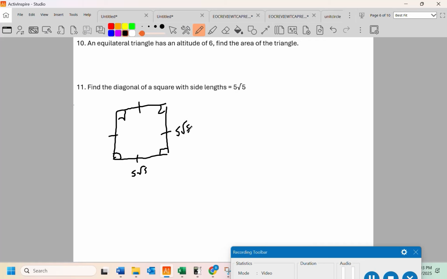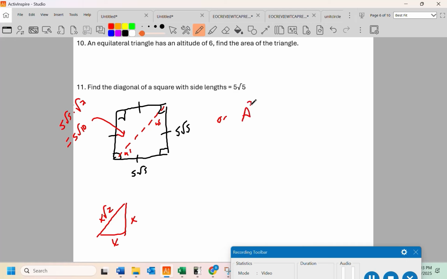In a perfect world, you would draw in the diagonal and you would realize that this is a 45, 45, 90. Okay? And you'd be like, hey, I know the 45, 45, 90 theorem, x root 2. This diagonal is just 5 root 5 times the root of 2, which is 5 roots of 10. Like, that's how easy it is.